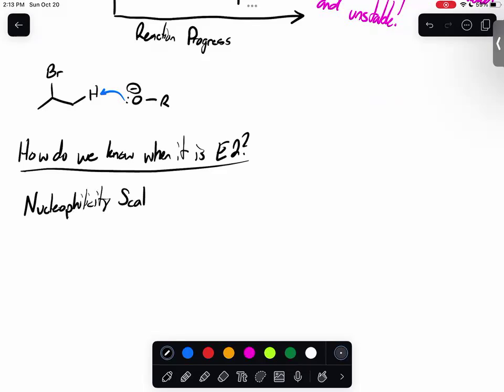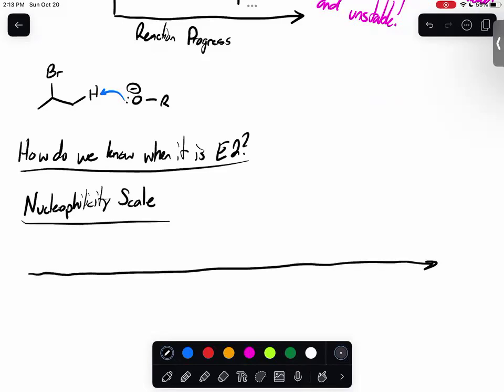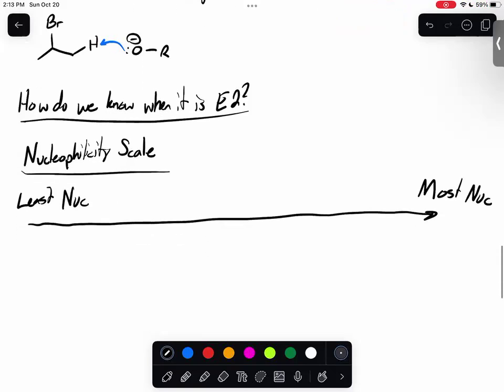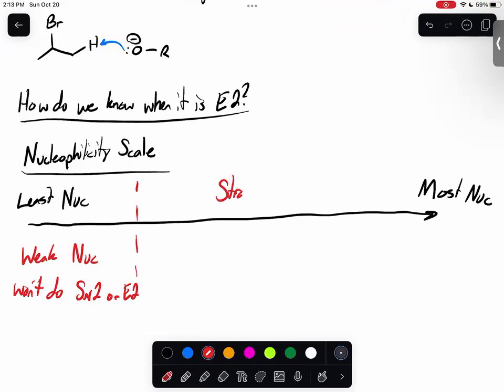essentially what we said was there's a line in terms of nucleophilicity that on the right-hand side is the most nucleophilic, and then on the left-hand side is the least nucleophilic. And we made a dotted line that essentially said everything below this is a weak nucleophile. And so they won't do SN2 or E2, which is nice, because we need something strong. On the right-hand side, though, these are our strong nucleophiles.